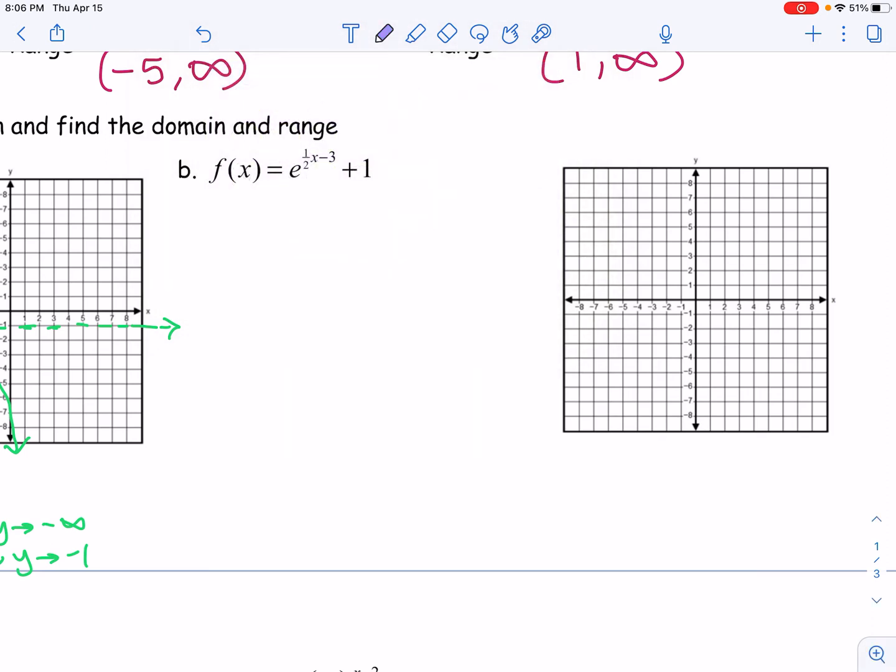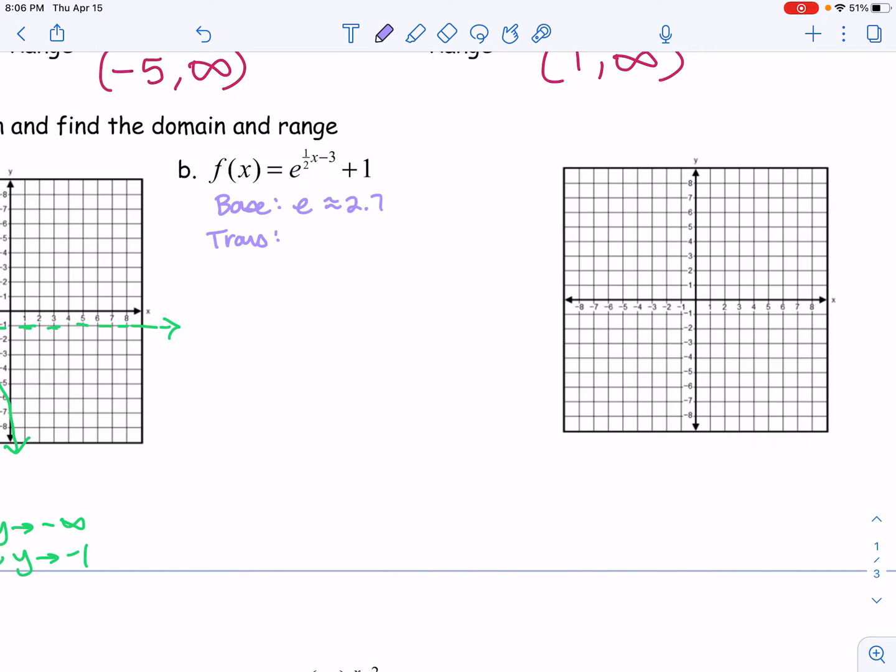Okay. Now we're going to do the same thing. Identify the base, the transformations, sketch, and then domain, range, and behavior. This time our base is e, which is approximately 2.7. Okay, our transformations. Oh, I noticed something. When I look for those transformations, I see a lot of horizontal transformations.